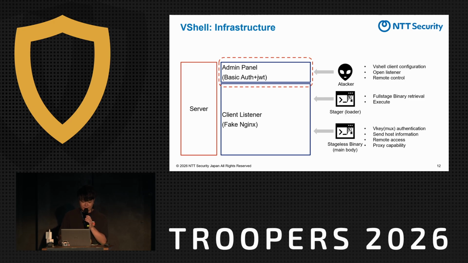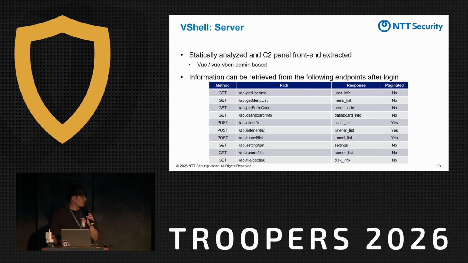And then we focus on the admin panel. We statically analyzed the VShell server admin panel and extracted the front-end source code. The front-end is built using the Vue framework called vue-admin. Maybe it is used in Chinese. This table shows a list of endpoints available in the VShell admin panel after login. Through this panel, it is possible to manage user settings for accessing the attacker-side control panel, as well as manage devices and listeners.